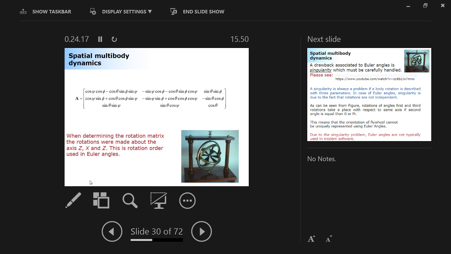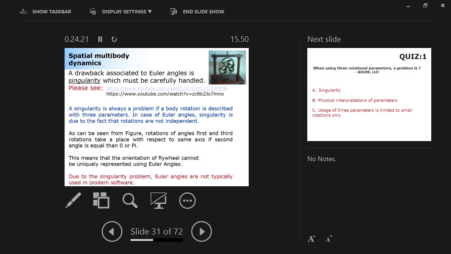Now, so this is how it looks. And now, shortly I'm going to explain a few matters, and then we could just stop for today. A drawback associated with Euler angles is a singularity, which must be carefully handled. So singularity, what does that mean? It means that it's possible that 2 axes of rotation become parallel, and the system actually has just one way, or excuse me, 2 rotations to take place. And that's what is called singularity or gimbal locking.